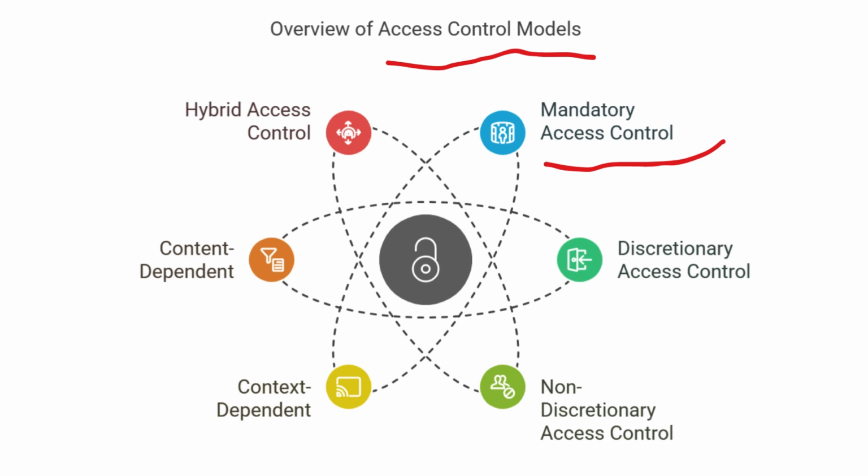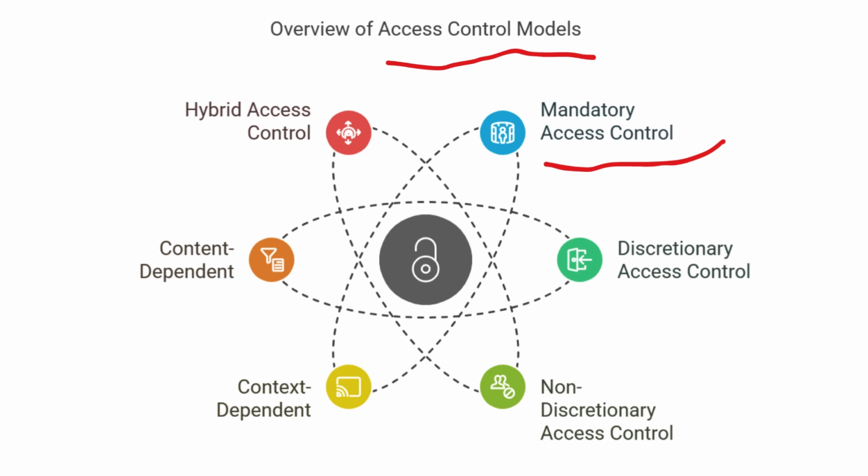The military classification system. Imagine you work at a top-secret government facility. Every document is classified under different security levels such as top secret, secret, confidential, unclassified. Employees are assigned a clearance level. If your clearance is secret, you can read secret and confidential documents, but you cannot access top secret files.